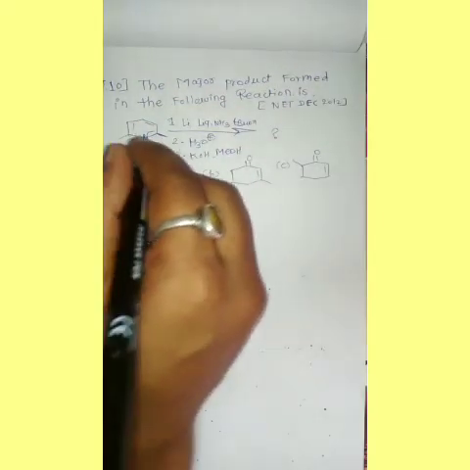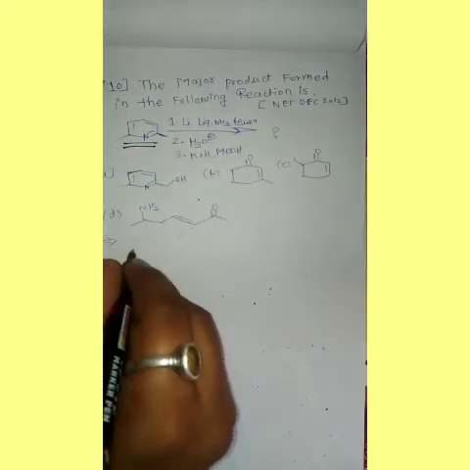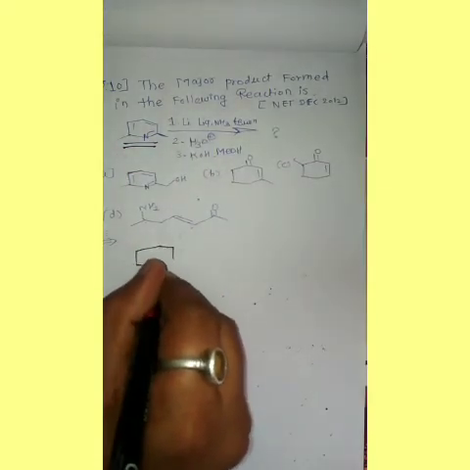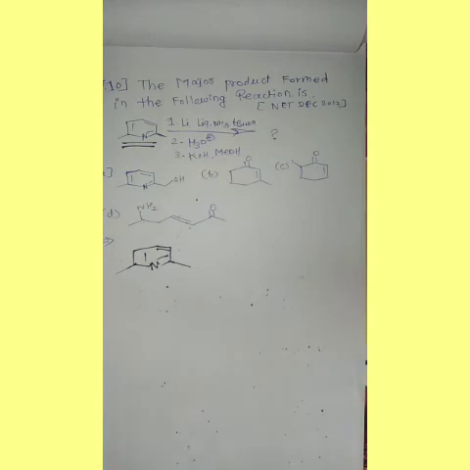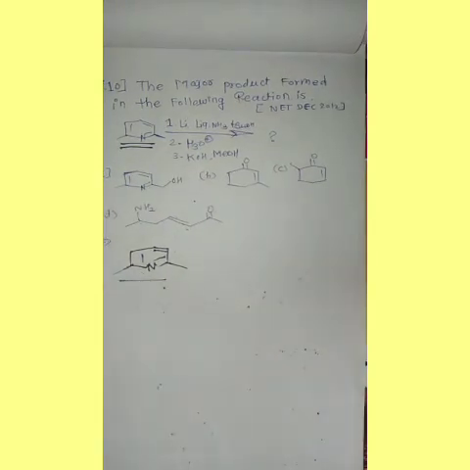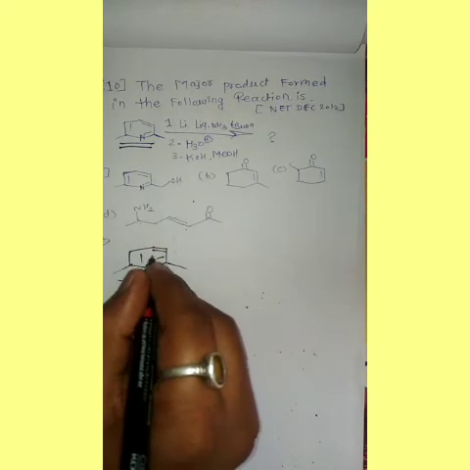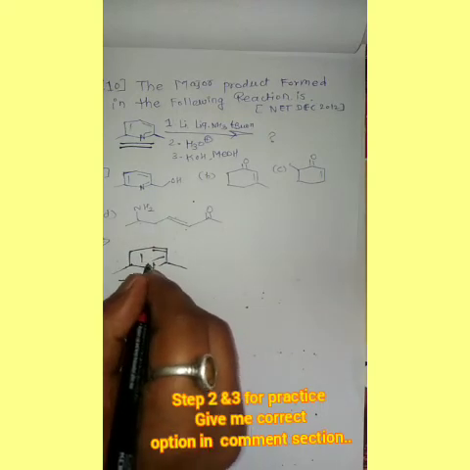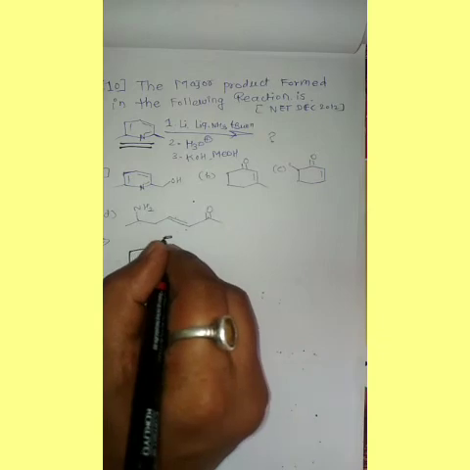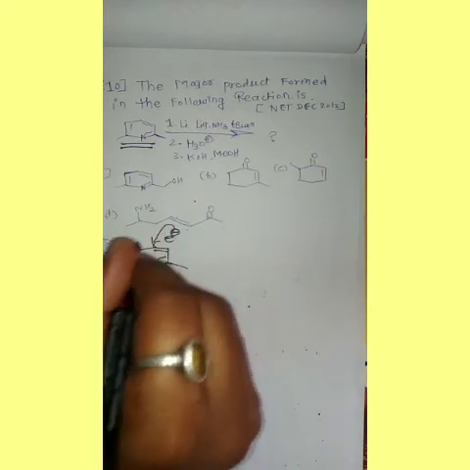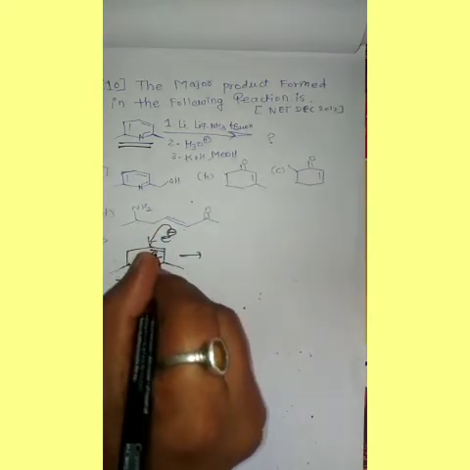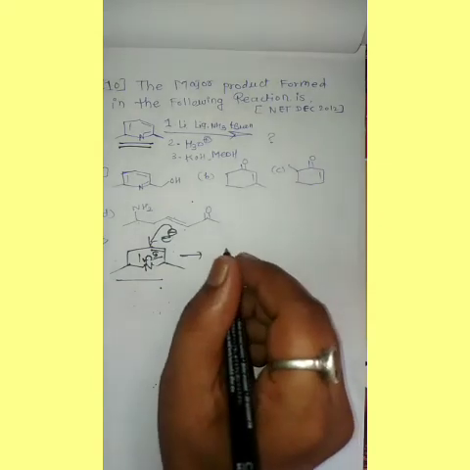Now move towards question number 10. The major product formed in the following reaction. In this question, the first step is similar to the above reaction. In the case of pyridine or 2,5-disubstituted pyridine, it acts as an electron withdrawing group. The nitrogen of the pyridine withdraws electrons towards itself. So solvated electron transfer happens here and is stabilized on the nitrogen.